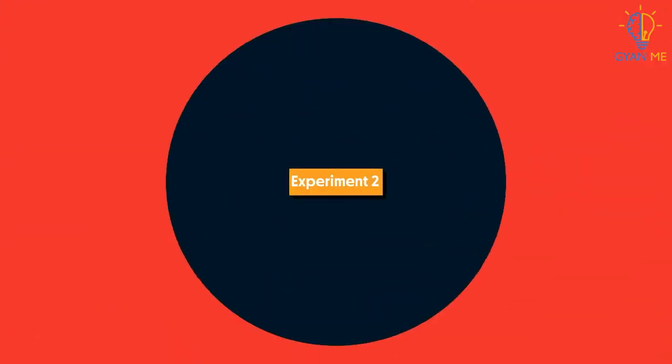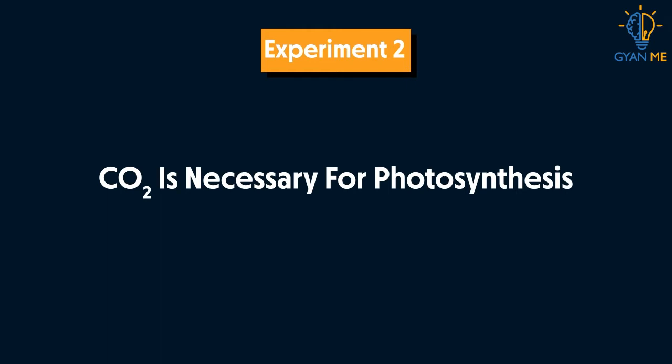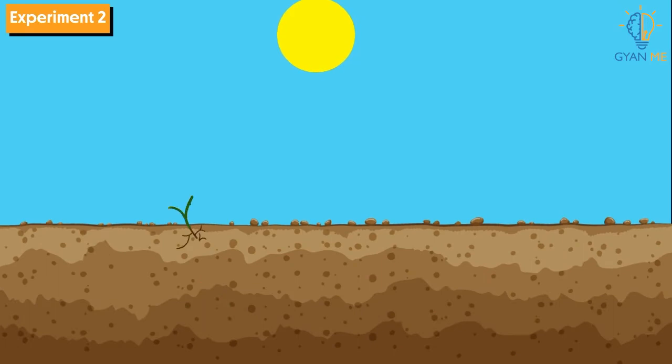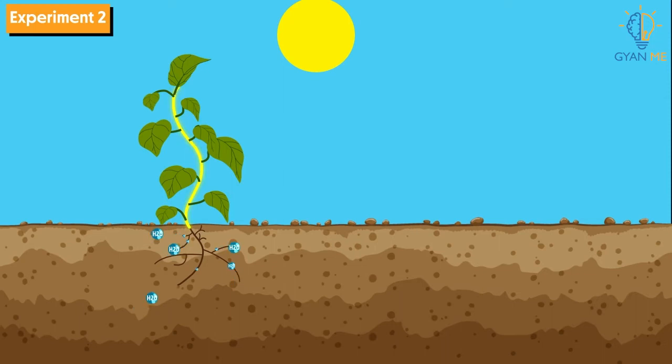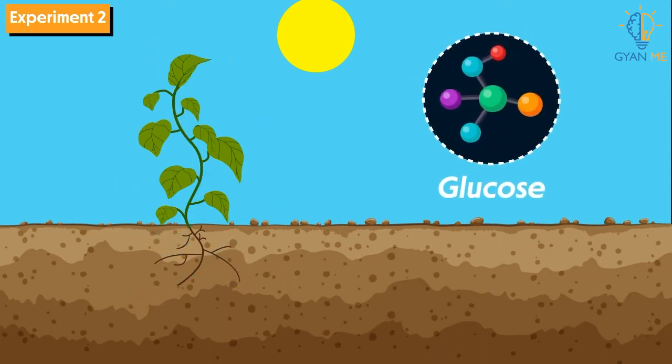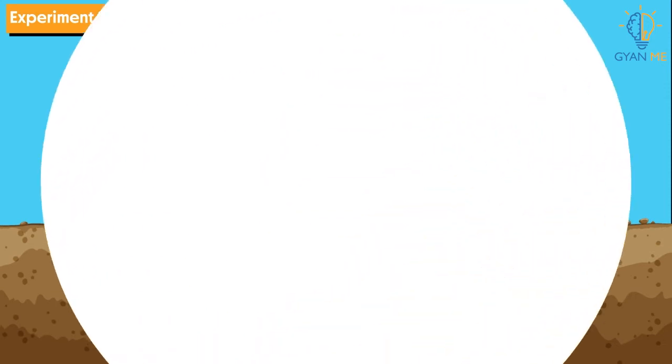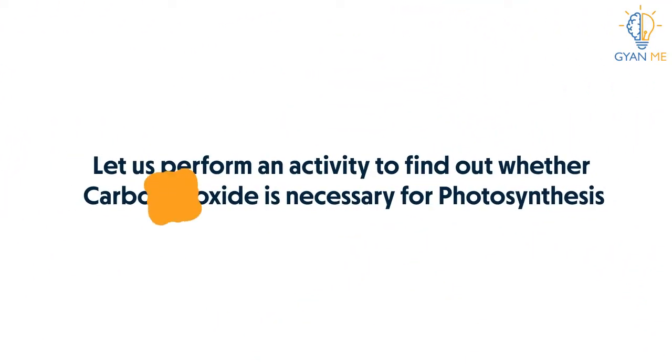Now let's perform another experiment that shows that carbon dioxide is necessary for photosynthesis. Students, we already know that photosynthesis is the process by which plants use sunlight, water, and carbon dioxide to create oxygen and energy in the form of glucose. Let us perform an activity to find out whether carbon dioxide is necessary for photosynthesis or not.